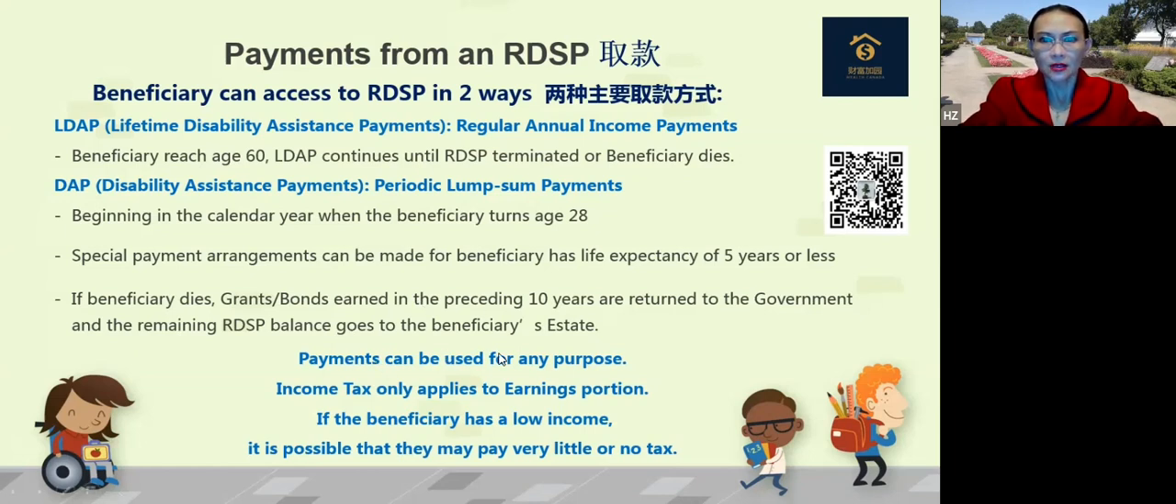The payments can be used for any purpose, and income tax only applies to the earnings portion. Your principal and the government grants are not earnings. Those are more like benefits to you, right? So you only pay tax on the earnings. If the beneficiary has low income, a lot of times after age 60 the person has no work and their tax bracket is very low. So it is very possible that they may pay very little or even no tax.